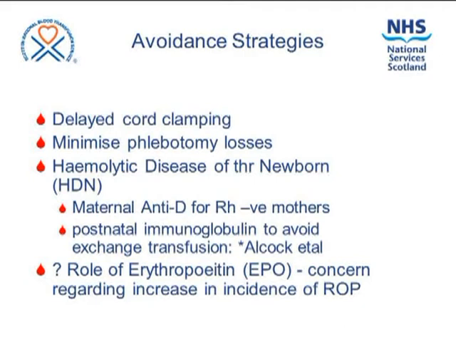A number of strategies have been proposed and some evaluated scientifically, and others are common sense. Delayed cord clamping and minimizing phlebotomy losses are the mainstay of these strategies. Routine use of antenatal and postnatal anti-D for rhesus-negative mothers has reduced the need for exchange transfusion for hemolytic disease of the newborn, and early postnatal immunoglobulin for the babies has been shown to avoid exchange transfusion, although it's worth remembering that this too is a blood component.